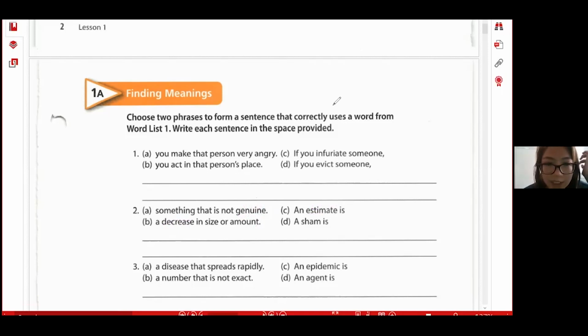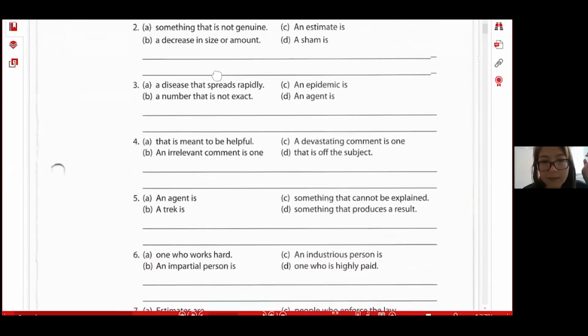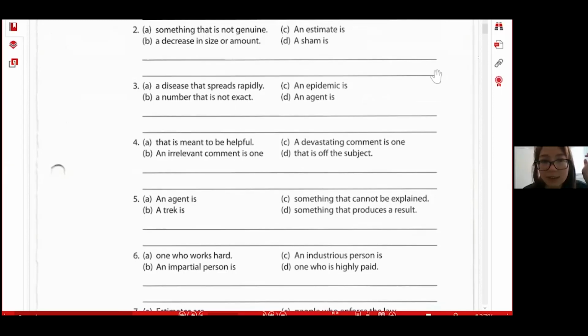Number 3. Okay, David, try number 3. An epidemic is a disease that spreads rapidly. Perfect. Number 3, an epidemic is a disease that spreads rapidly.